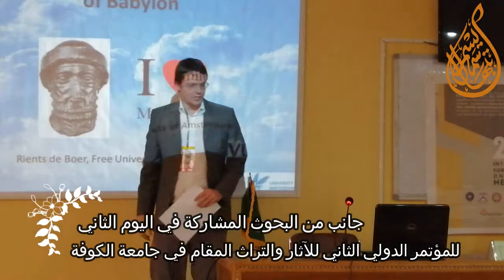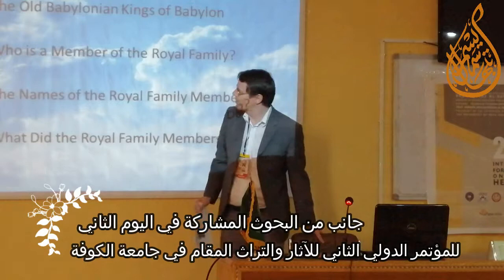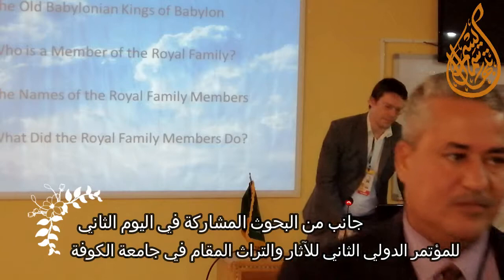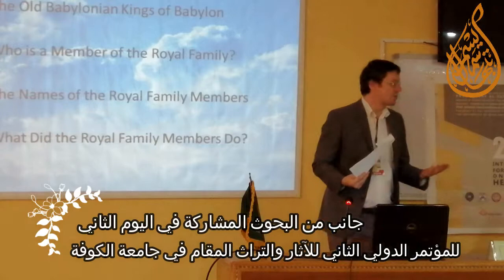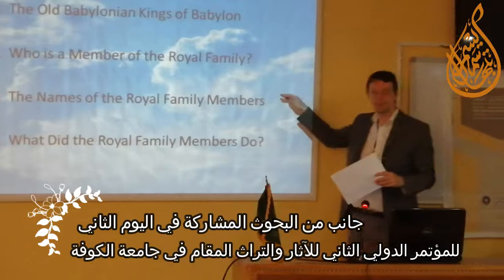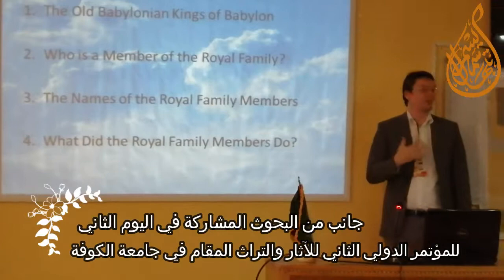So the structure is, first I want to introduce you a little bit to those Old Babylonian kings. Then I want to talk about who is exactly a member of the royal family, how do we know somebody is a member of the royal family. And then I want to focus on the names of those family members, because names were not given randomly, every name had a program behind it. And finally, what did these royal family members do?